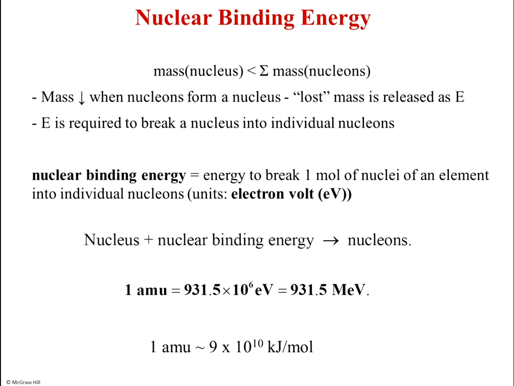Now, we haven't used electron volts or mega electron volts this semester. If we convert it into our familiar units of kilojoules per mole, one atomic mass unit is approximately 90 billion kilojoules per mole. It's a truly huge value.